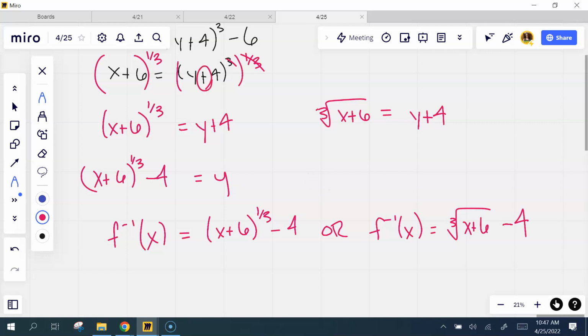Because I am adding in the parentheses. The only time exponents distribute into parentheses is when you're multiplying or dividing. Other than that, you have to figure out something else to do. Yes or no? Okay.